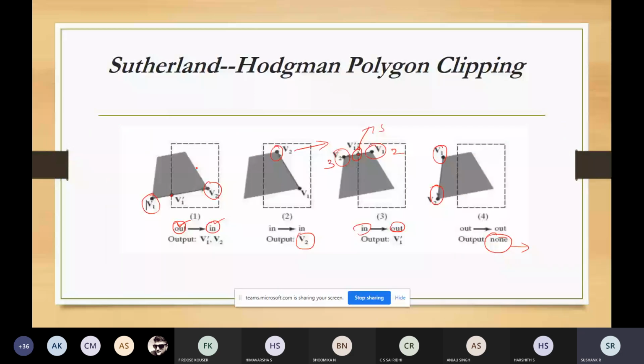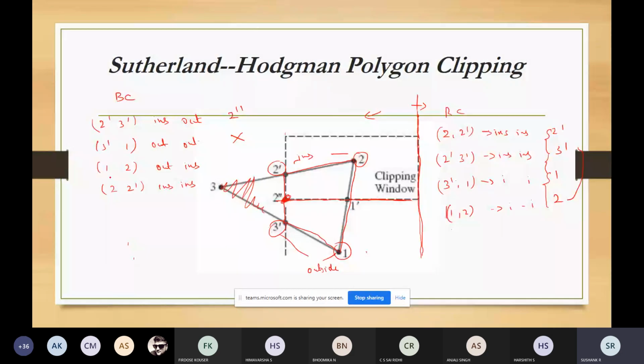it means the starting point, the intersection, and the inside point. So one point is outside. So the starting point, intersection, the inside point. So I got two edges as the output, or the vertices. That is 1 dash 2.